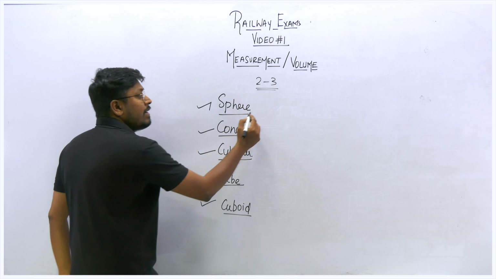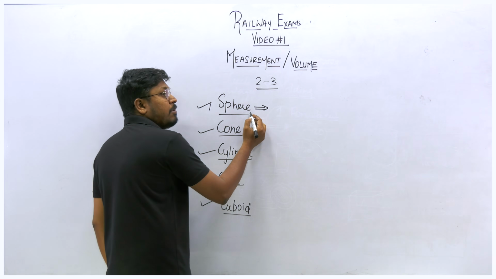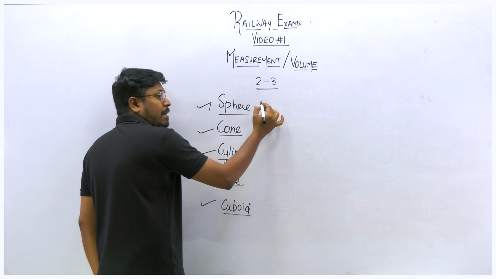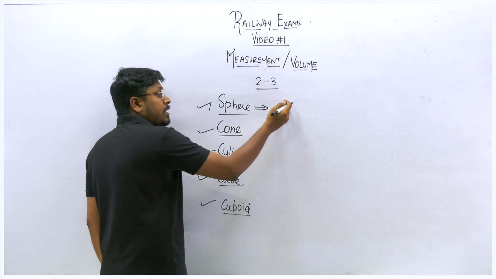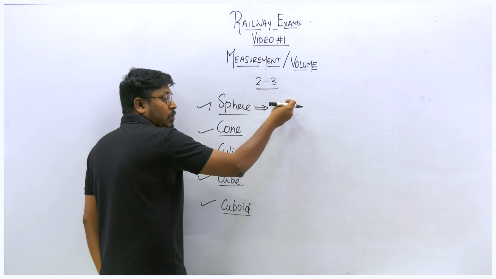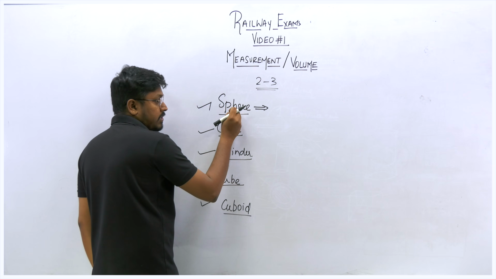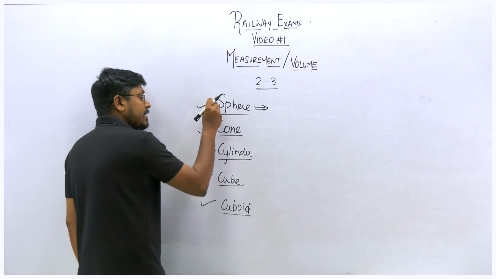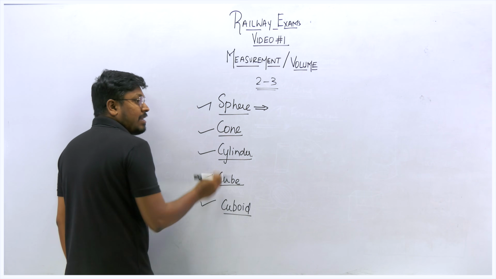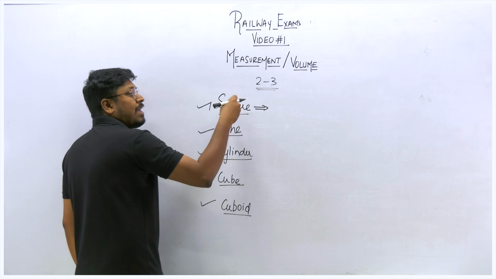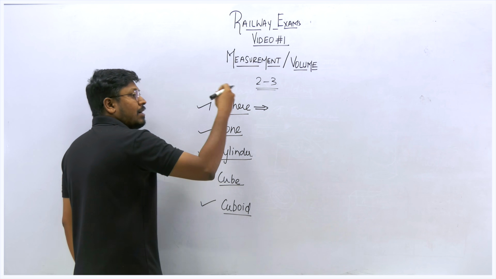Why? Because while solving a sphere question, somewhere you will see they give you a cone-based sphere question, right? A cone and sphere combination question will be there. At that point, without knowing the cube formula or the cone formula, you can't solve the question. That's the reason I'm saying first learn all the formulas for each and every three-dimensional shape, and then solve each and every topic like sphere, cone, cylinder, etc.